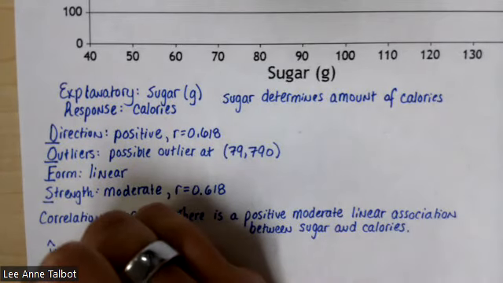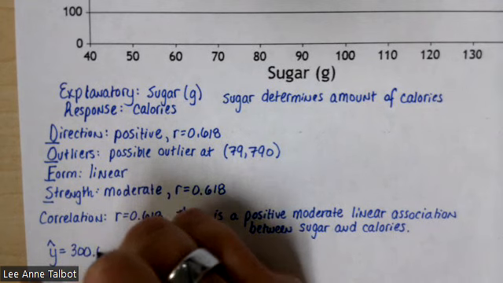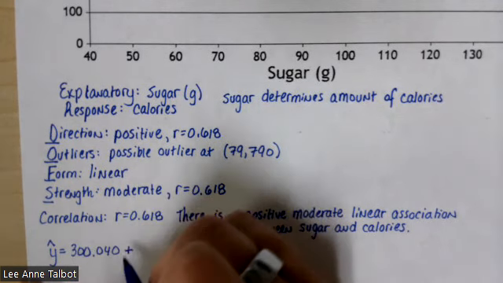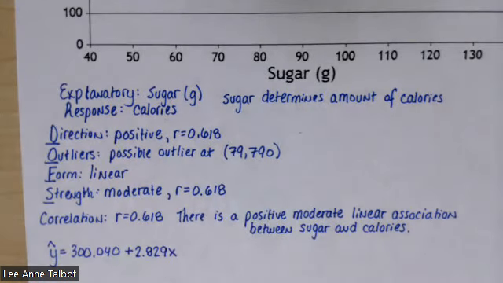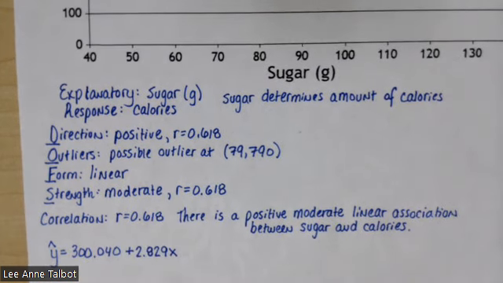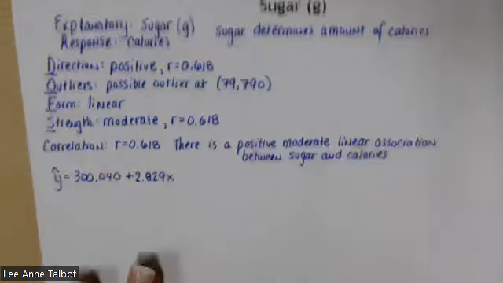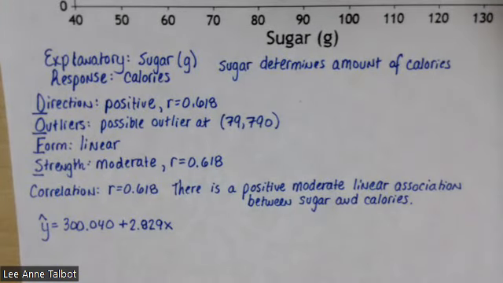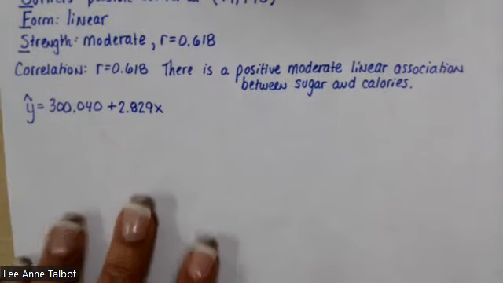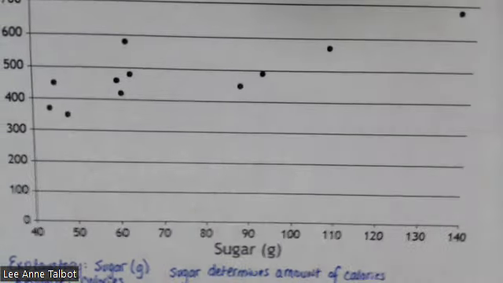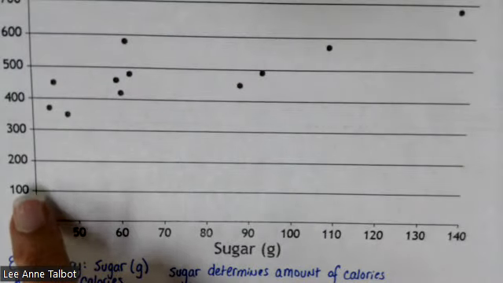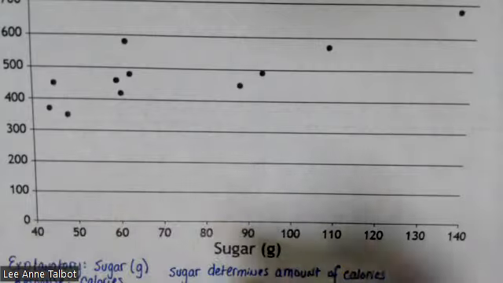The regression line is 300.040 plus 2.829x. And that seems like magic because you don't know how to do it, but I promise I will teach you tomorrow. The next thing I want to teach you is how to graph this on your graph. I can't graph the y-intercept and slope here. Do you see that that would be kind of impossible? It starts at 40 and the slope is 2.8 and these are going by hundreds.